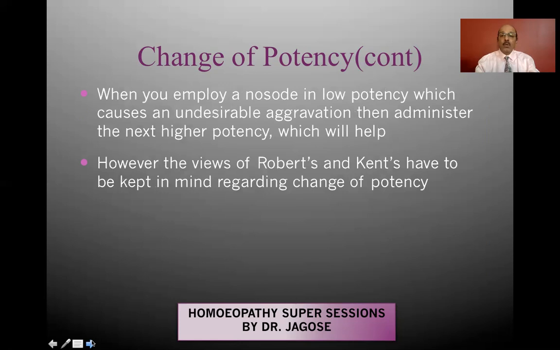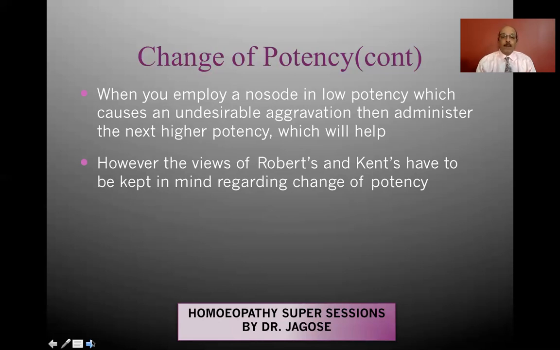When you employ a nosode in low potency, which causes an undesirable aggravation, then administer the next highest potency, which will help. Suppose you have given a nosode, and generally nosodes are given in a high potency, but for some condition you have given it in a low potency, which causes an undesirable aggravation. Then, in order to combat that aggravation, you have to administer it in the next highest potency.